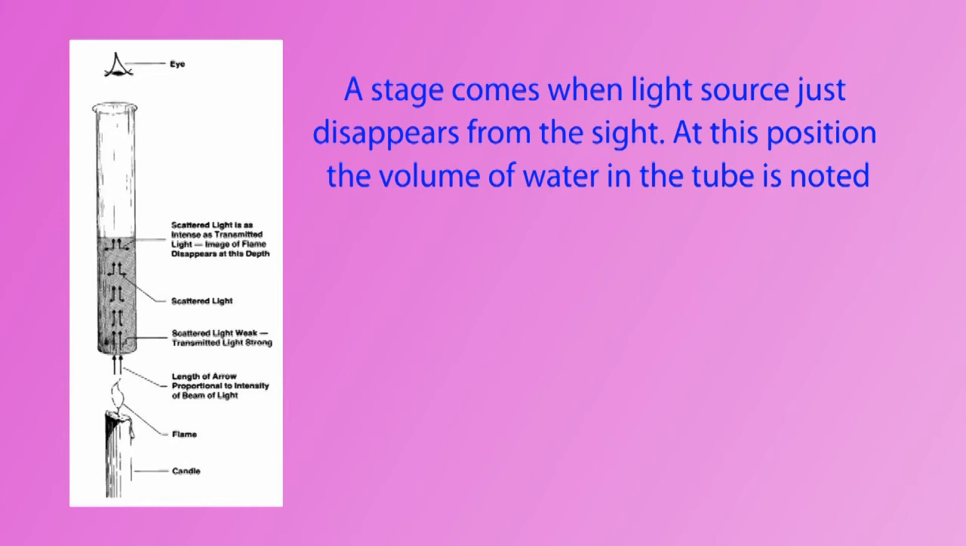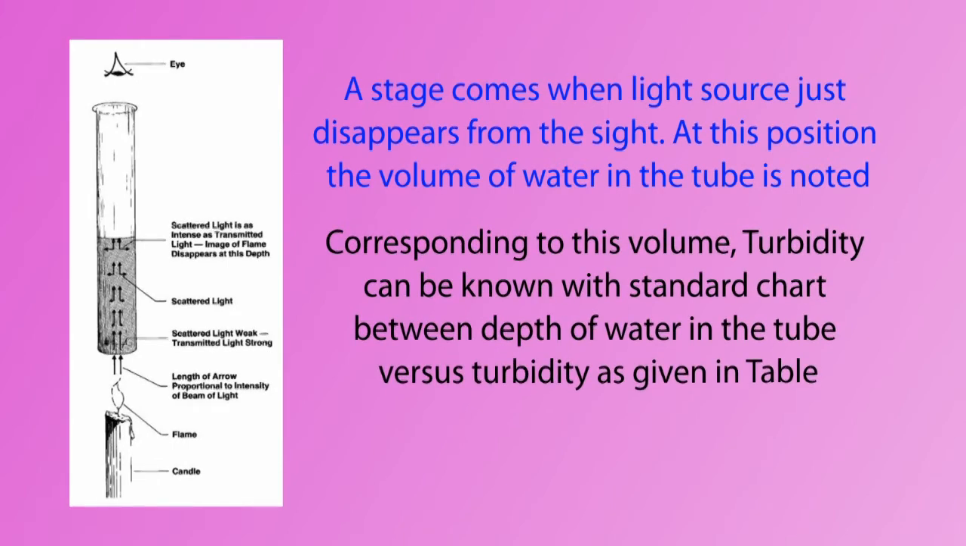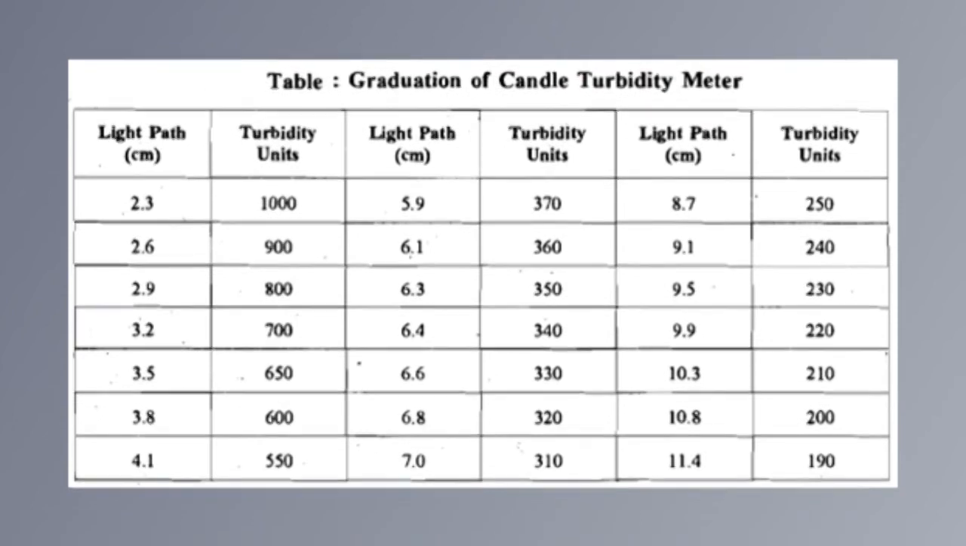At this position, the volume of water in the tube is noted, as we are seeing in the picture. Corresponding to this volume, turbidity can be known with a standard chart between depth of the water in the tube versus turbidity as given in the table. This is the graduation of candle turbidity meters. Here light path in centimeter, then the corresponding value of turbidity unit. So we got the value of light path from the experiment, and when we compare with this graph, we can get the turbidity value.